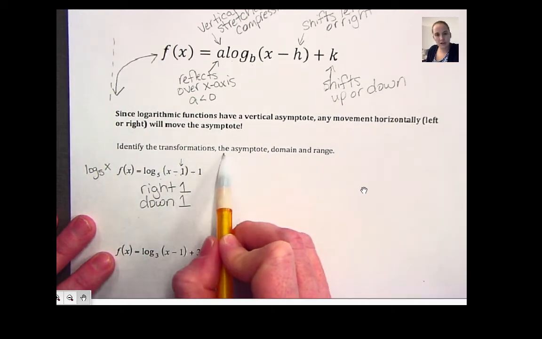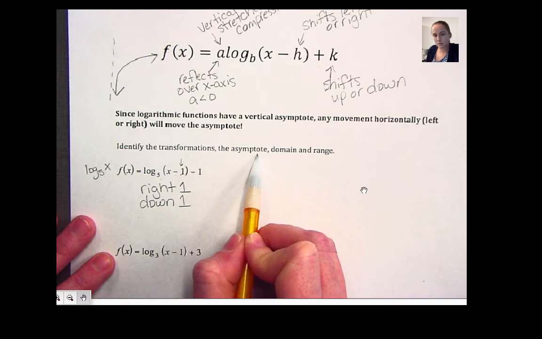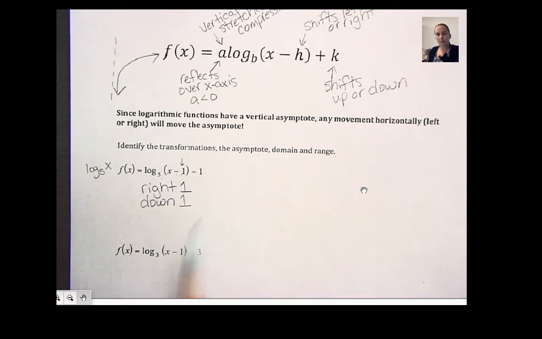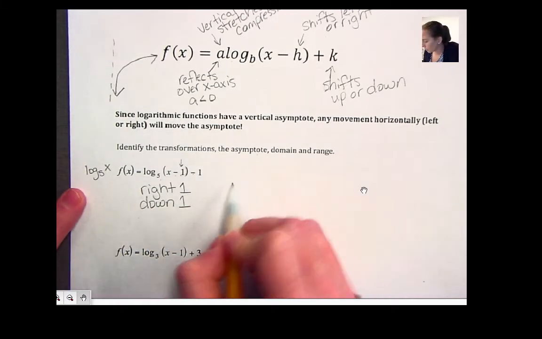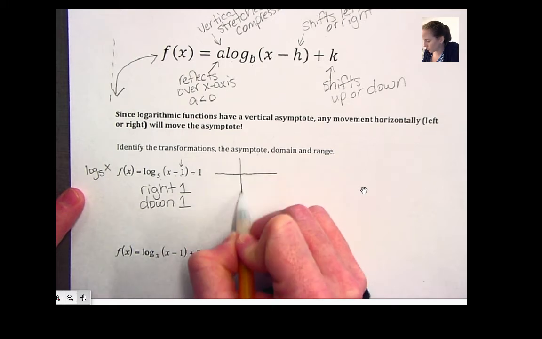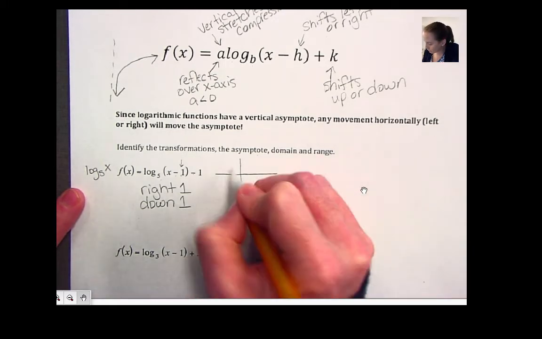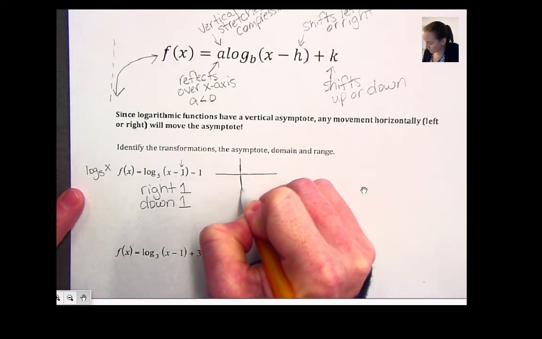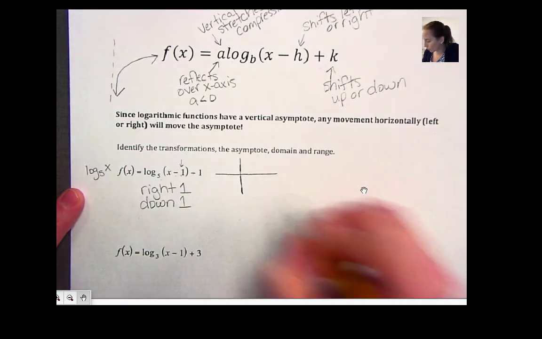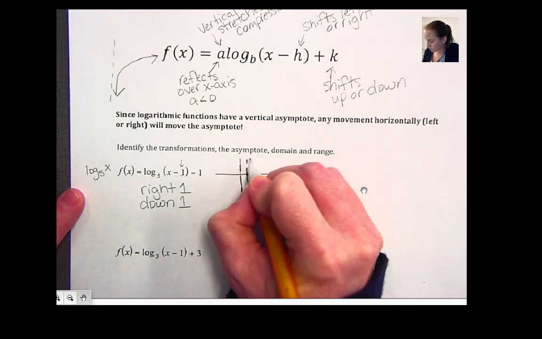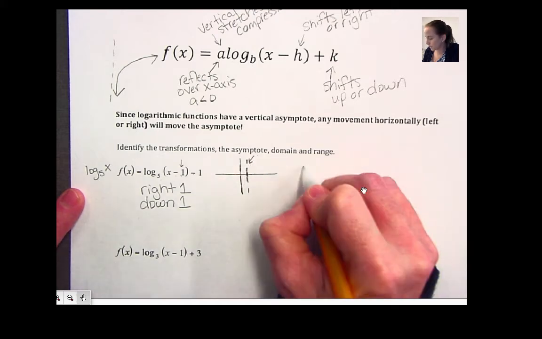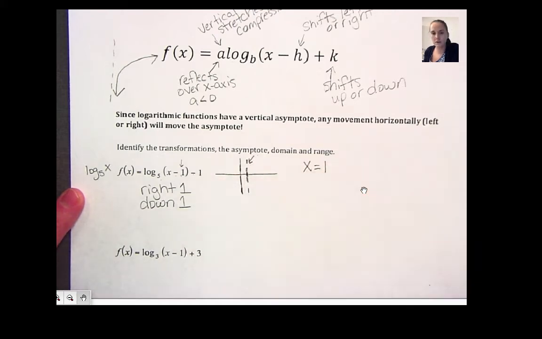All right, so the asymptote here is changed if I move anything horizontally, and I moved it to the right one. So think about if you had your graph originally and the asymptote was here, and you moved it to the right one, you're now at x equals 1. So this is the new asymptote. x equals 1 is your new asymptote.